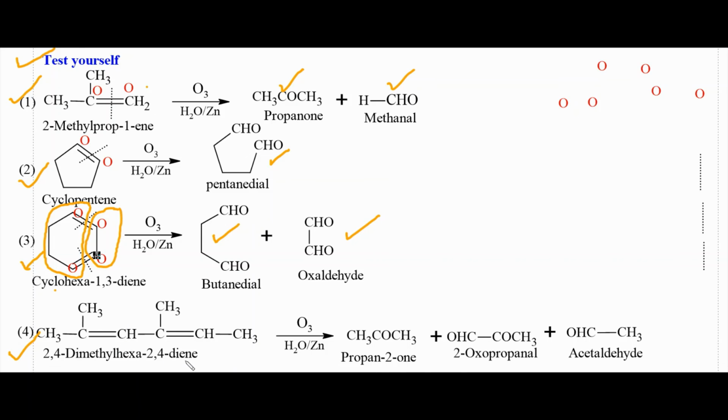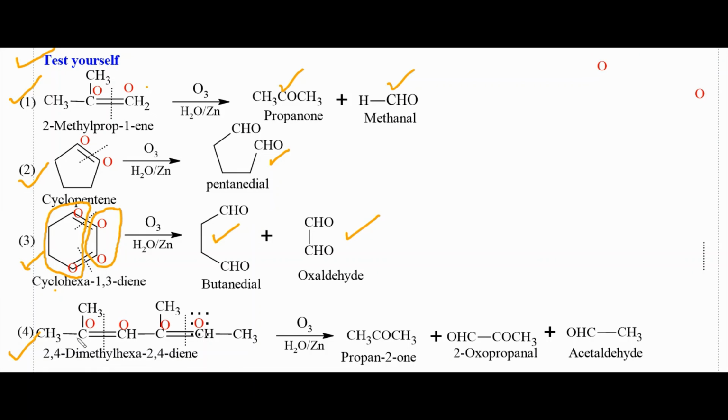Then we can take the last example, 2,4-dimethylhexa-2,4-diene. What does its ozonolysis give? Here also we apply the trick. The double bond here breaks, another double bond here breaks, then we add an oxygen atom to this carbon, another oxygen atom to this carbon, then another oxygen atom attaches to this double bond carbon, another oxygen atom attaches to this double bond carbon. So here we will get three types of products.